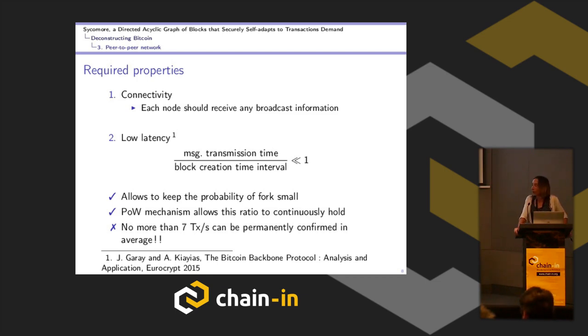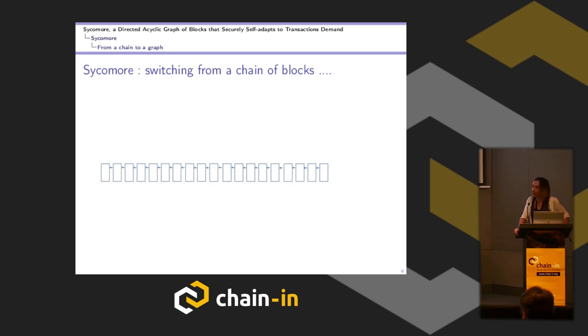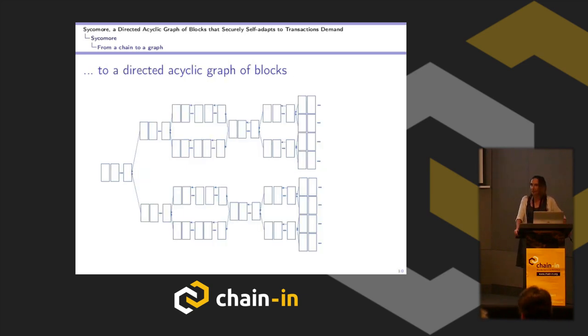And so what we would like to do in this work is to keep all the nice properties of Bitcoin, but only focus on improving the latency of transactions. So what we would like to do is to switch from a chain of blocks like that to a directed acyclic graph of blocks like that.